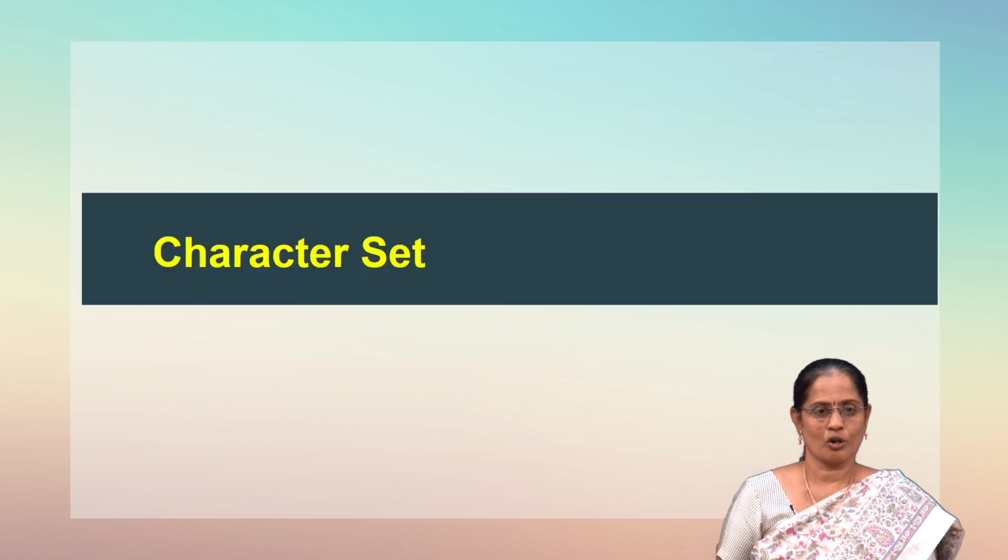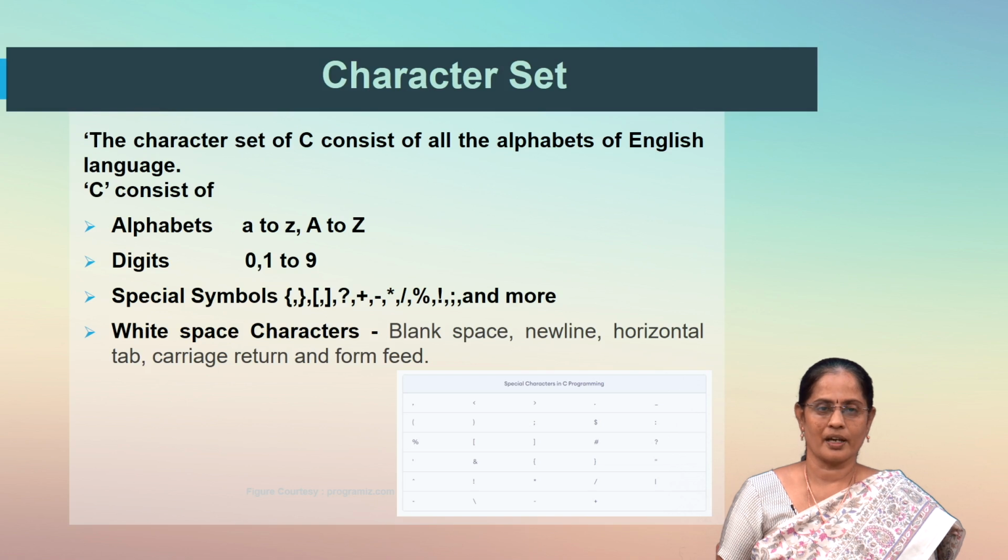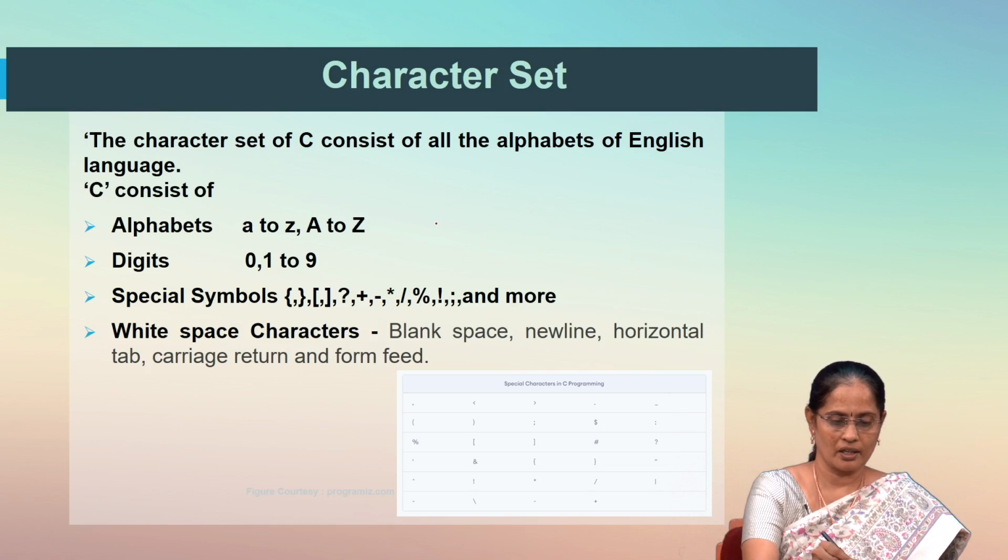We will focus more on character set. C allows the character set of all the English alphabets, say from the lowercase characters a to z and the uppercase characters A to Z. But C programming allows the alphabets to be case sensitive, in the sense that a lowercase character a is different from the uppercase character A.